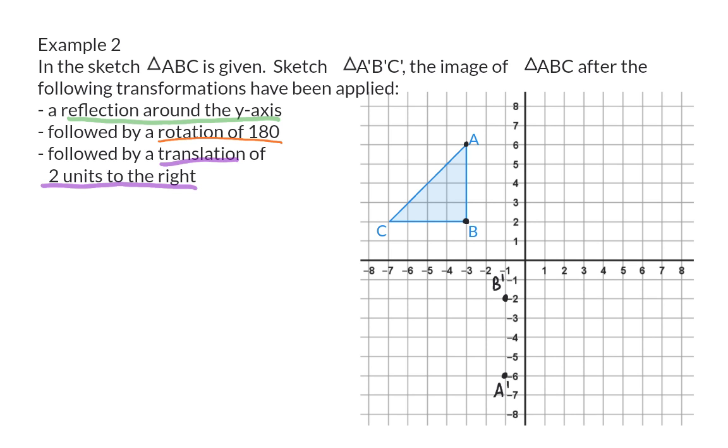And again, point C firstly reflects around the y-axis, then is rotated so both signs will change, and finally moves 2 to the right to get to C prime. So the final image is in the bottom left 3rd quadrant.